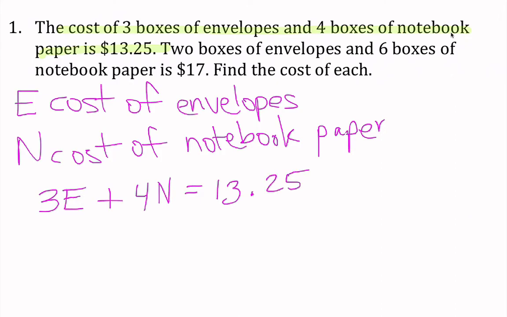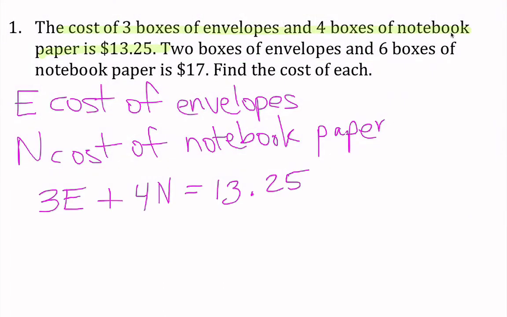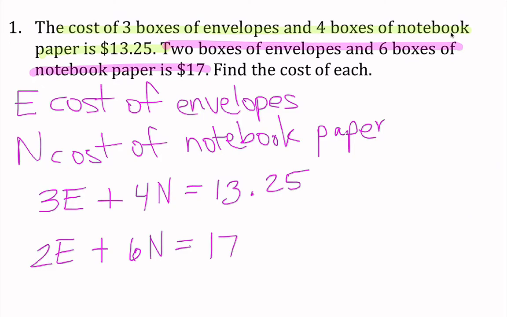So one equation down. So now my next equation is going to come from this sentence. So it tells me I'm having 2 boxes of envelopes, that's 2E, plus 6 boxes of notebook paper, so that's 6N. And I got all of that for $17. Okay, so now that we have our two equations, I'm going to show you the new method on how to solve.